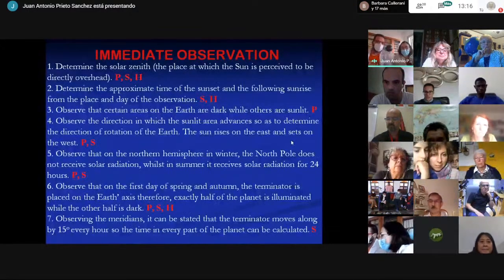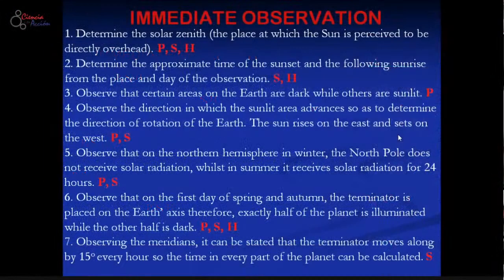Finally, we want to show you all the different observations that we have performed. The letters P, S, and H in red signal that you can do this observation with primary, secondary, or high school, okay? So we have determined the solar zenith. We have also determined the approximate time of the sunset and sunrise.